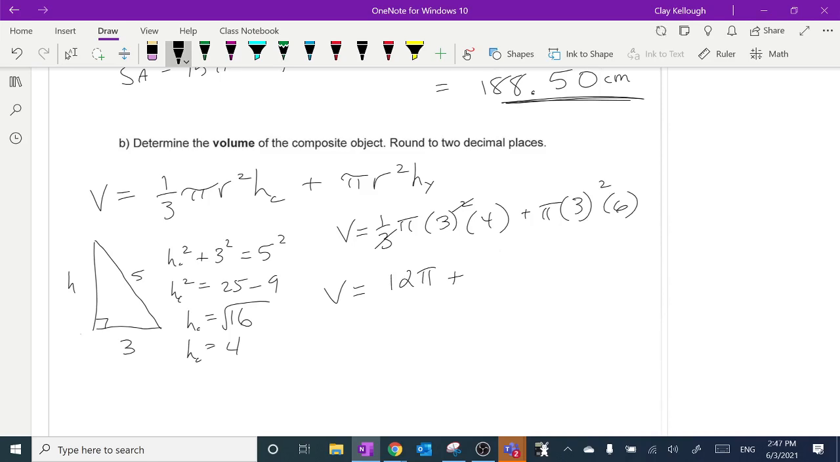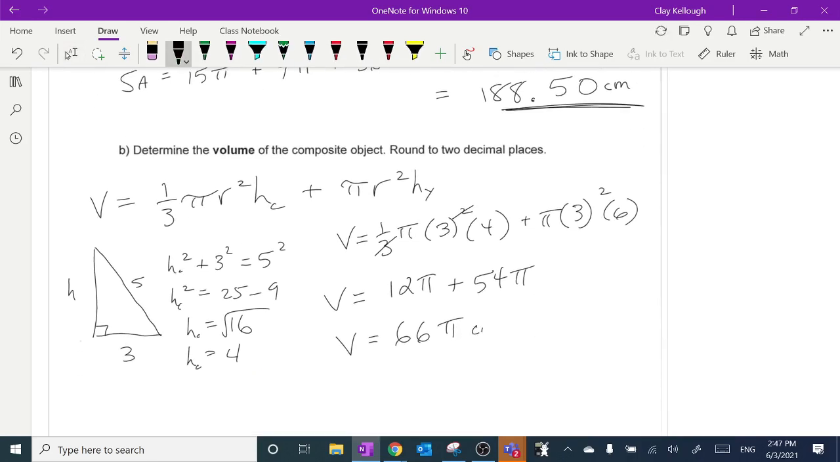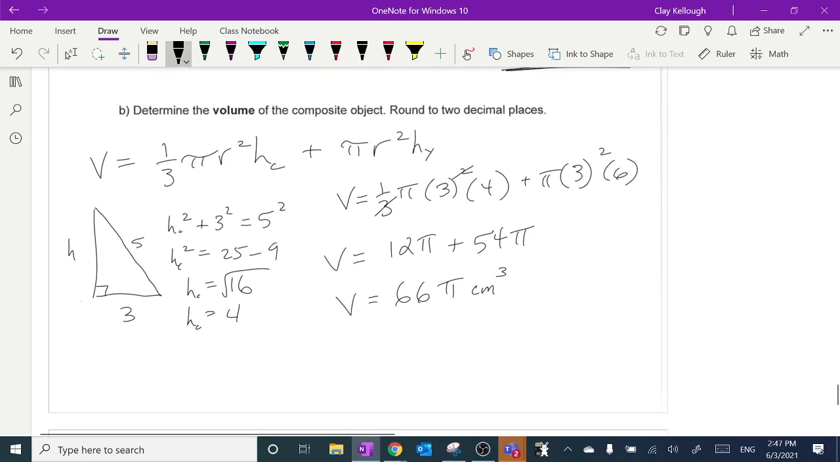plus 9 times 6, 54 pi's. So volume is equal to 66 pi's. And I guess I should put a unit on that. Are we in centimeters? Yeah, we are. Centimeters cubed. And if we wanted the answer in terms of pi, we'd be done and we didn't need a calculator. But if we need 2 decimal places, then we are going to let you use a calculator to find it.